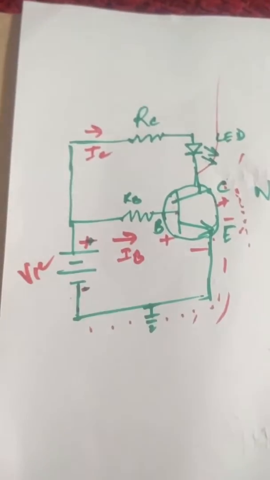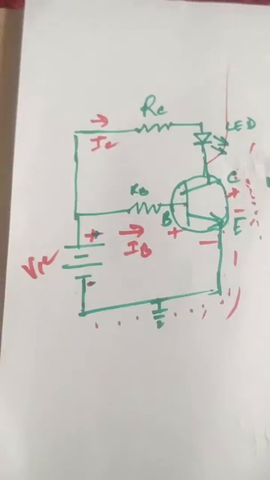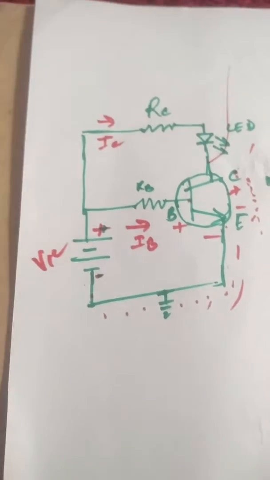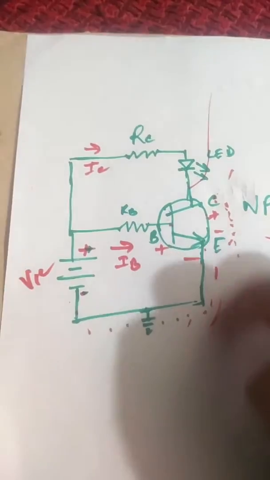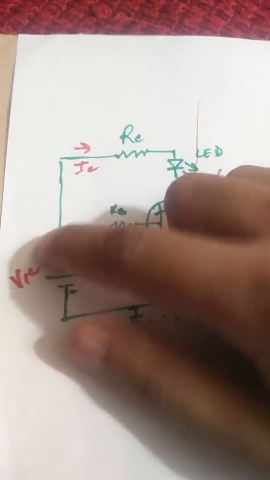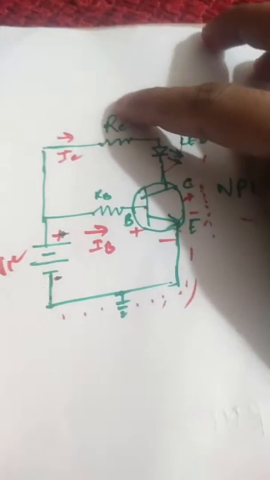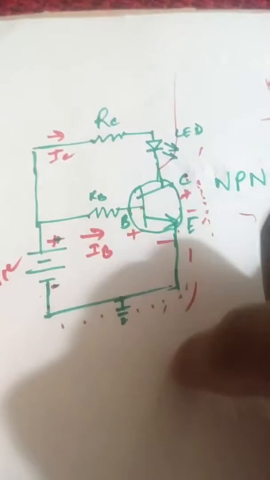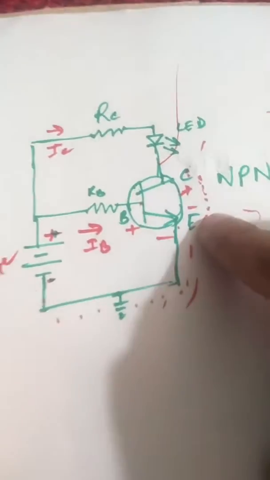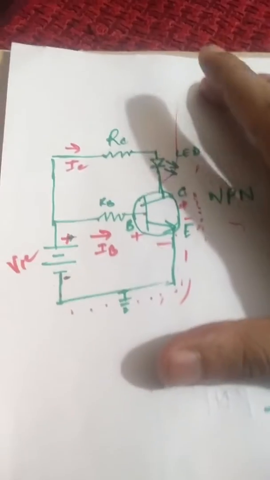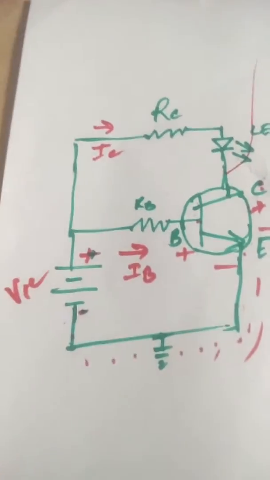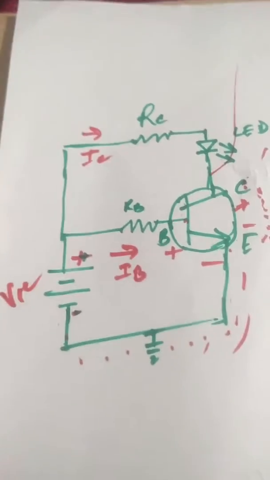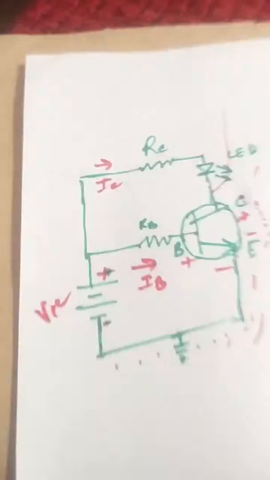Okay, so I've drawn the circuit and this is a common emitter configuration. Why is it called a common emitter? Because there are two loops: the input loop, which travels from base to emitter to the ground, and the output loop, which travels from this resistor here through the LED, collector, emitter, base. In both loops the emitter is common, so that's why it's a common emitter configuration. It is the most commonly used transistor configuration.